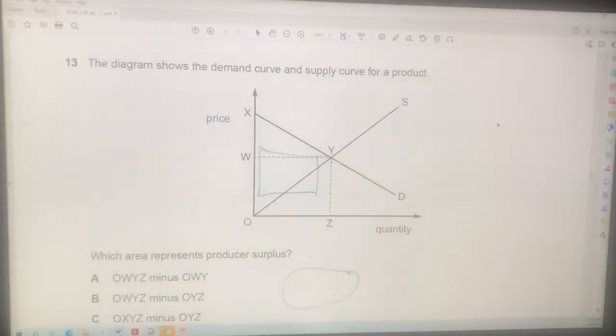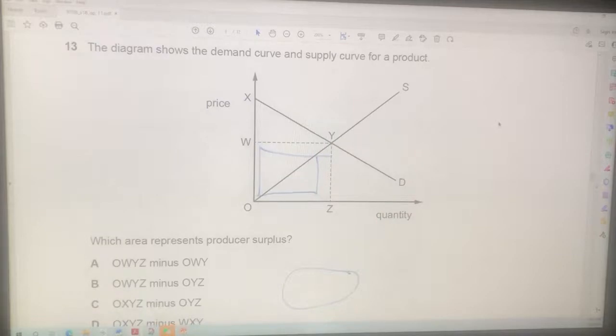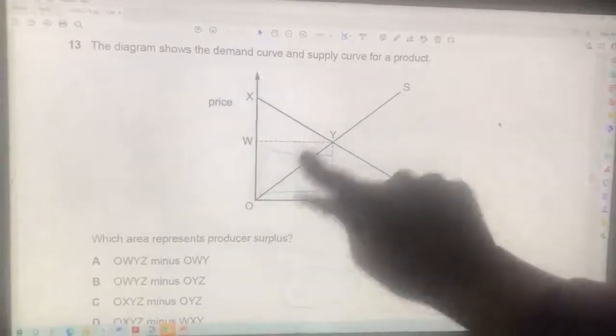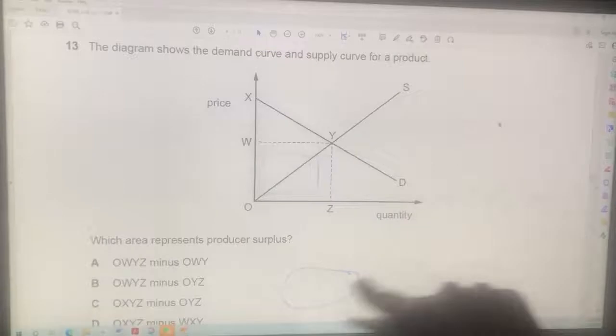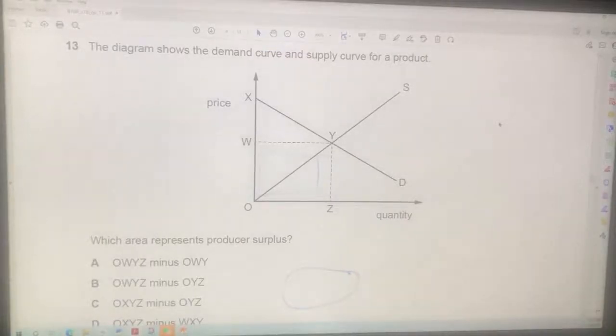Maybe we can try 13. Hey, that box fits in there nicely, doesn't it? But that's for the previous question.